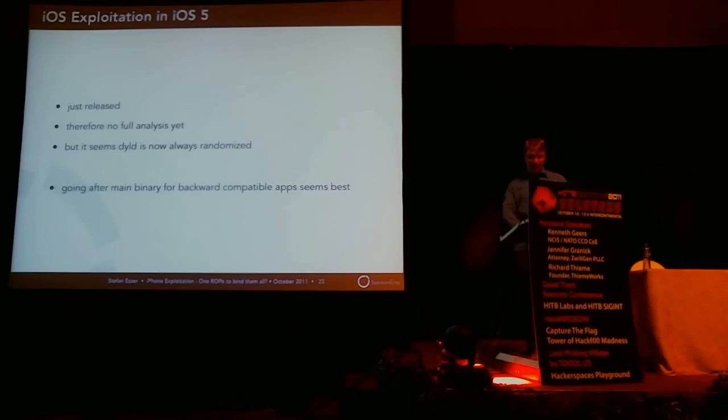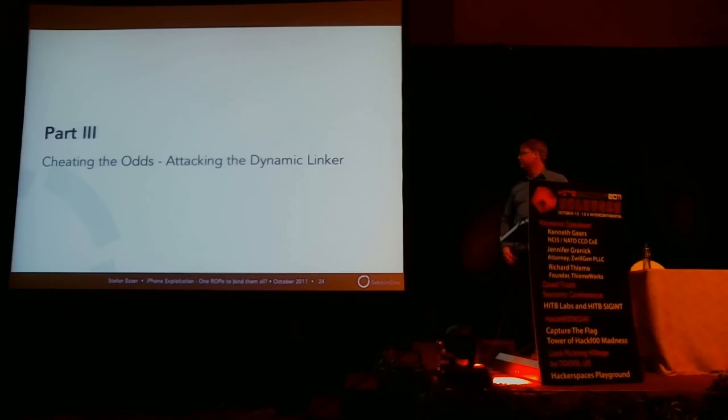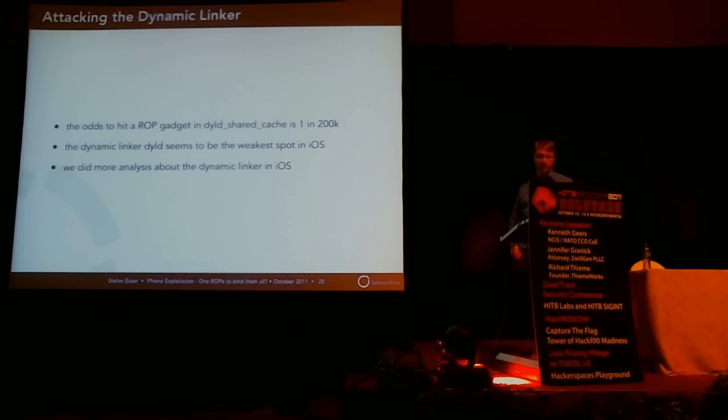So now the question is, we have certain odds: we have 81 different targets, and with ASLR we have like 256 different positions for the dynamic linker, and 4,200 for the cache. So can we improve our odds? The first thing, we improve our odds by attacking the dynamic linker. Again, to find a specific gadget inside the cache is 1 in 200,000. And therefore the dynamic linker is the weakest spot, and we will do some more analysis.